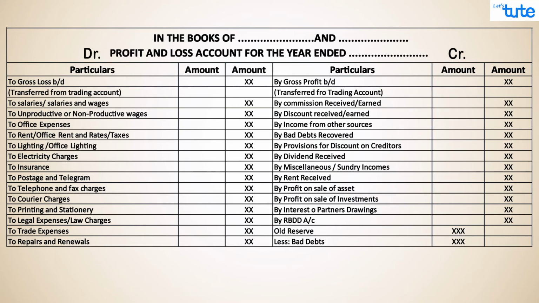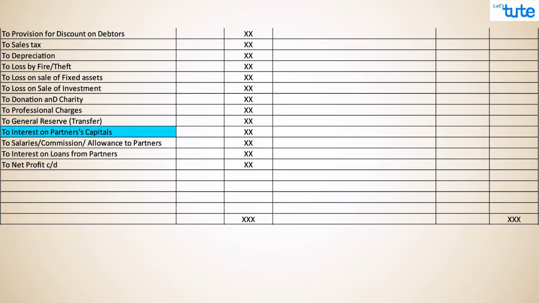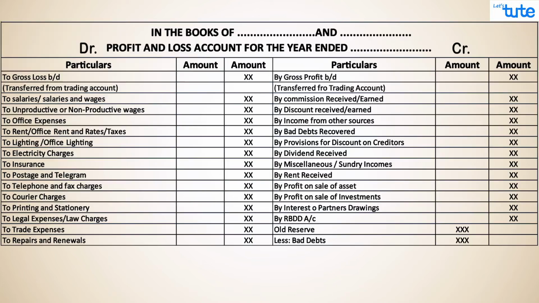Also, there are some important items to be noted over here. Interest on capital, salary or commission allowed to partner, interest on loan from partners are debited in the P&L account since they are expenses for the firm. And interest on drawing is credited here since it is an income for the firm.